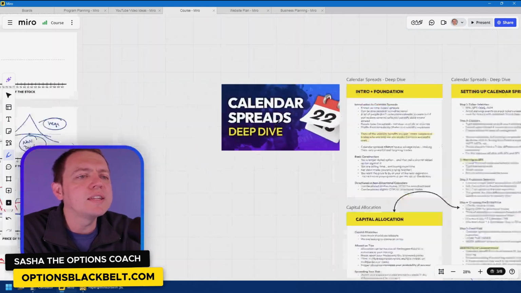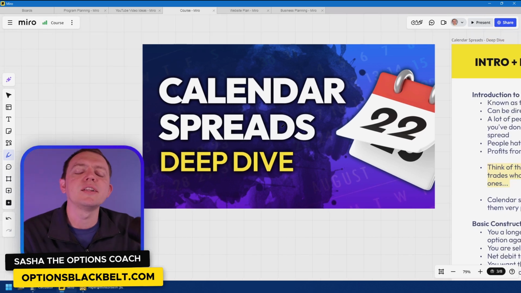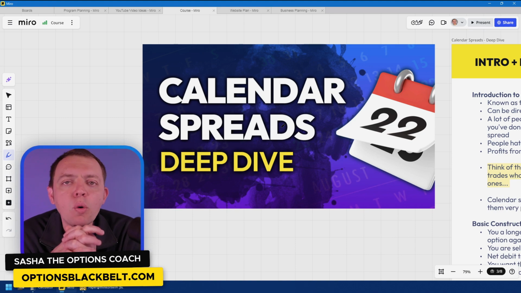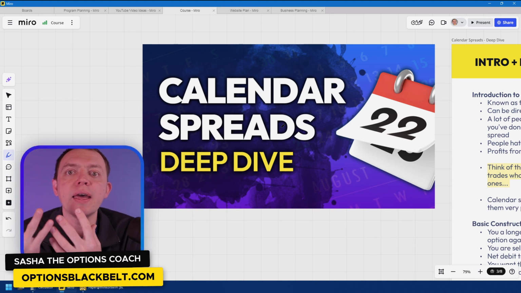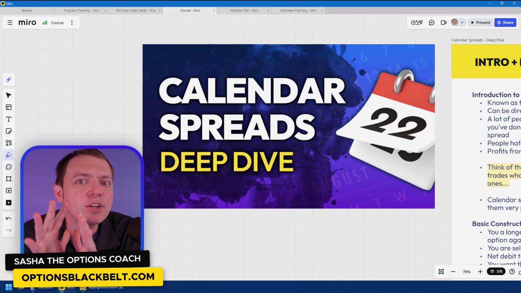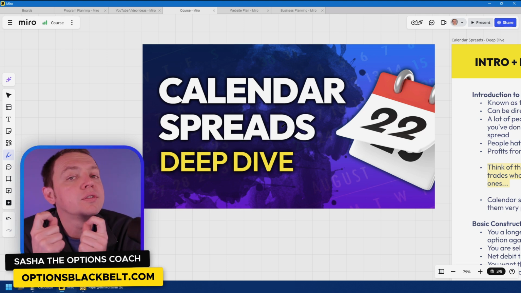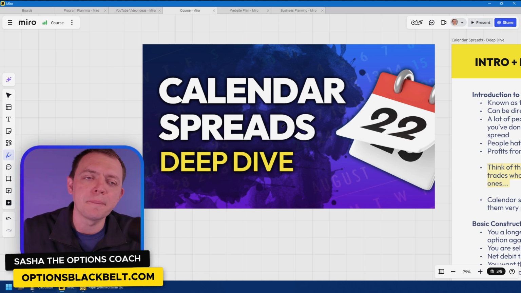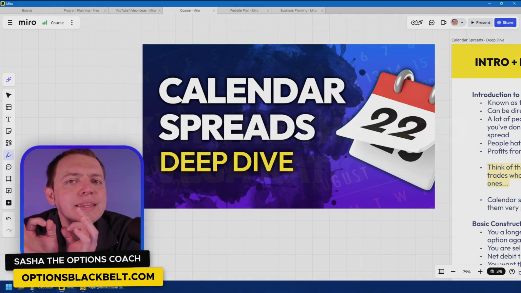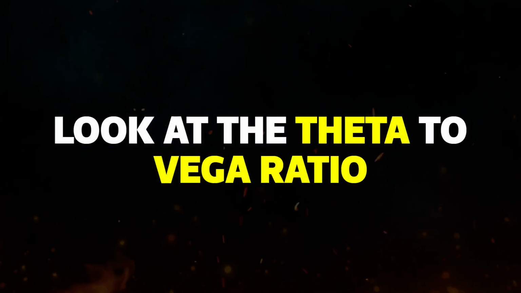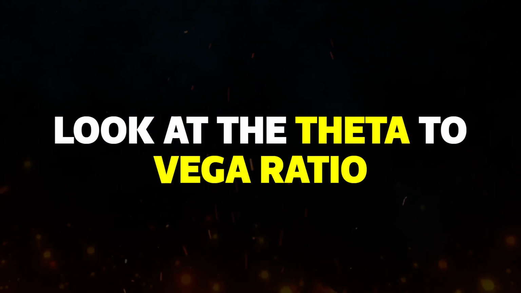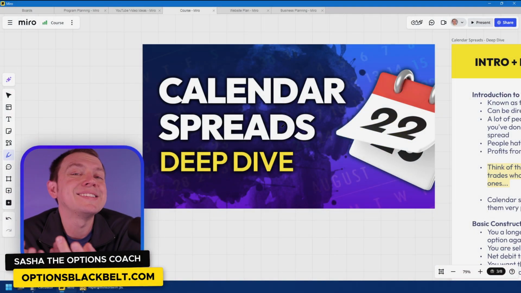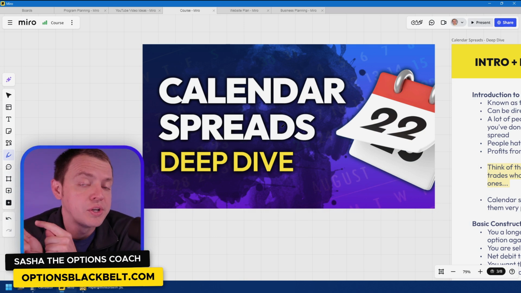Anyways, one of the things that a lot of people do incorrectly regarding calendar spreads is they're always focused on the theta, the time decay, but this is the wrong thing to focus on. Yes, this is part of it, but what you really want to look at is the theta to vega ratio, because this is probably going to be a bigger Greek for you when trading calendar spreads, unless you're trading a short duration calendar.